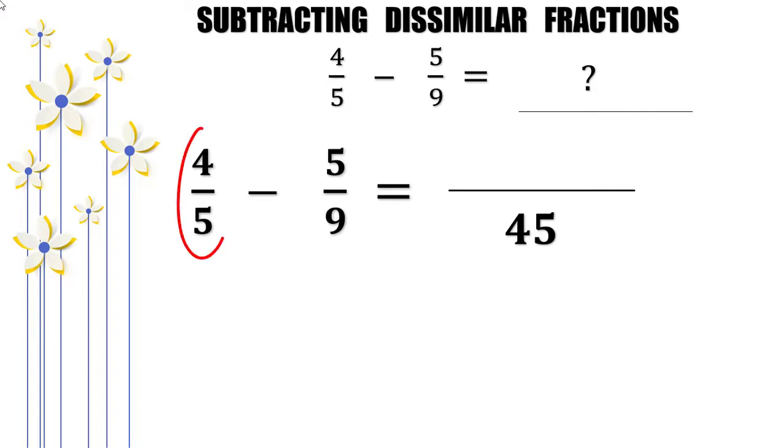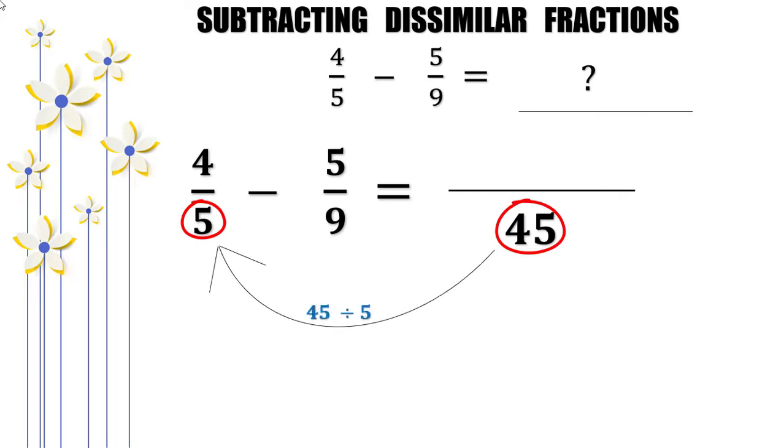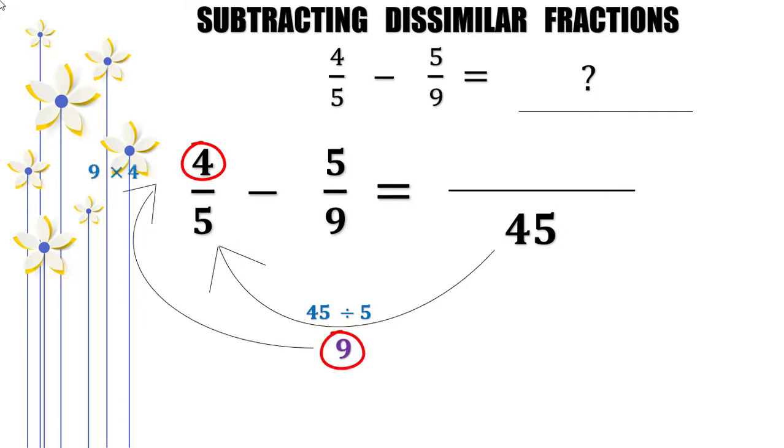First, look at the first fraction, 4/5. Take the LCD 45 and divide it by the denominator of the fraction, which is 5, and we have 9. Next, multiply the answer to the numerator. That is 9 times 4, which would give us 36. Write the answer to the right side of the equation, then copy the operation.